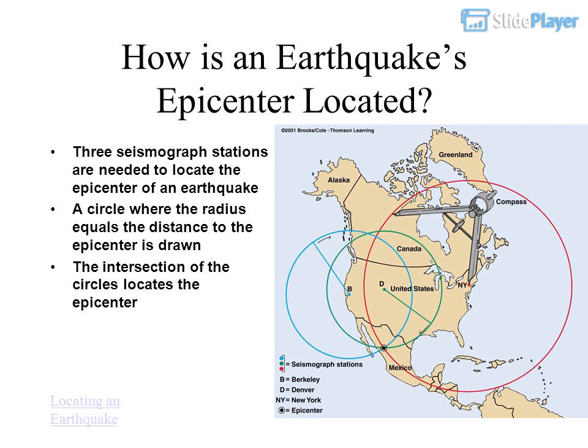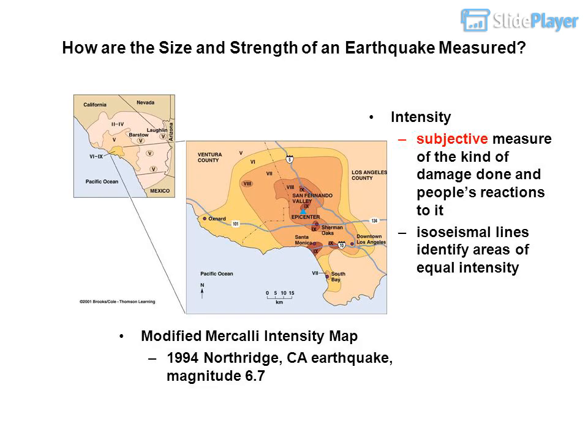How is an earthquake's epicenter located? 3 seismograph stations are needed to locate the epicenter of an earthquake. A circle where the radius equals the distance to the epicenter is drawn. The intersection of the circles locates the epicenter. Locating an earthquake. How are the size and strength of an earthquake measured?